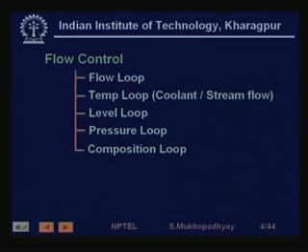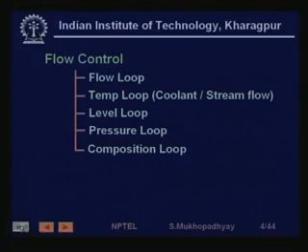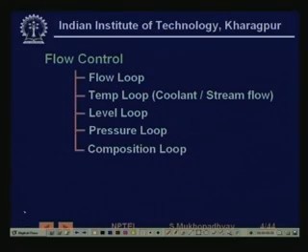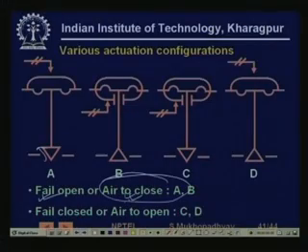They are parts of temperature loops, because temperature is generally controlled by controlling flow of either a coolant or, let us say, steam for heating. Similarly, there are air to open valves where if the air supply fails, then the valve will close. So, one has to choose a particular actuation configuration to avert industrial accidents under various kinds of failures.